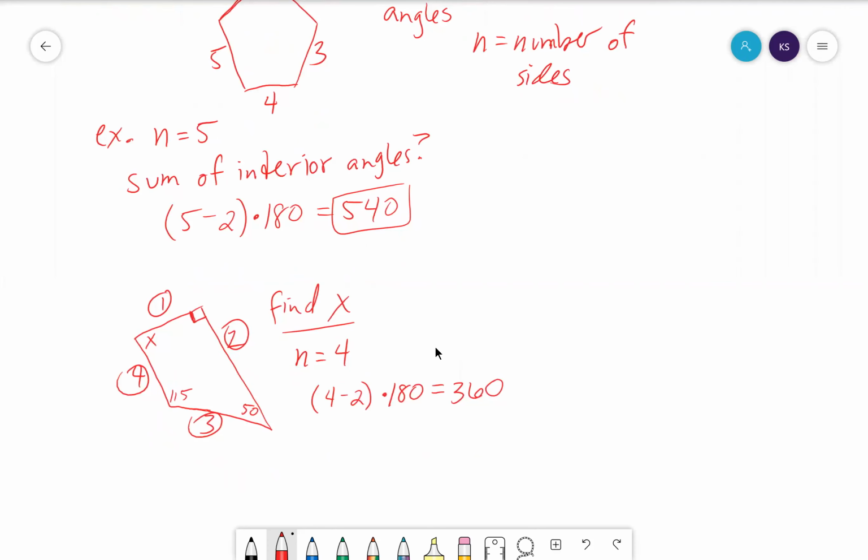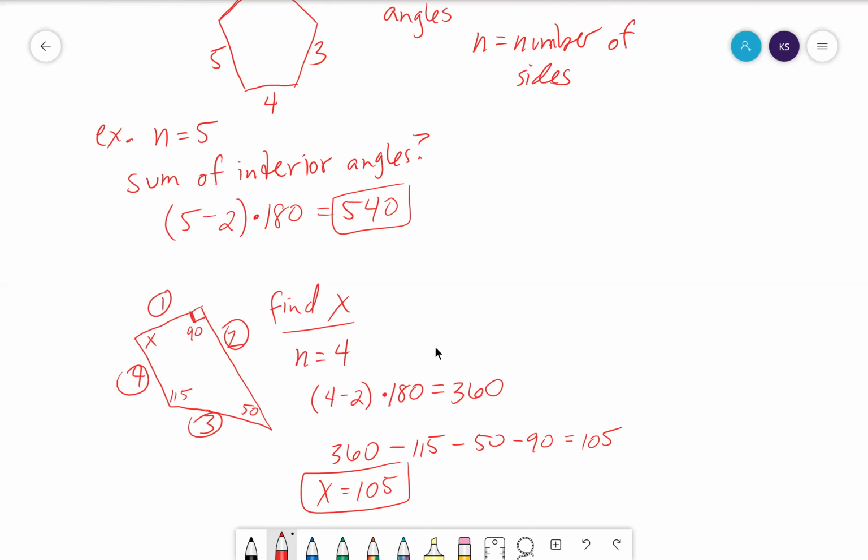So all you need to do now is just take 360 and subtract the ones that you know. So here, 360 minus 115 minus 50. And then over here, remember this box? That's 90. So we'll do that. Do 360 minus 115 minus 50 and minus 90. And that will give us 105. So x is equal to 105.